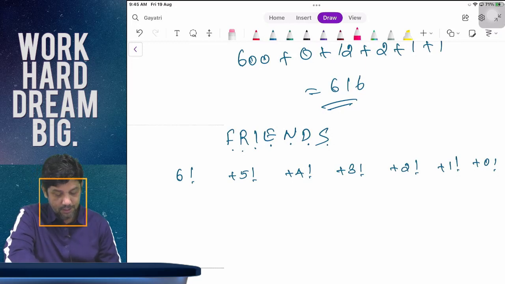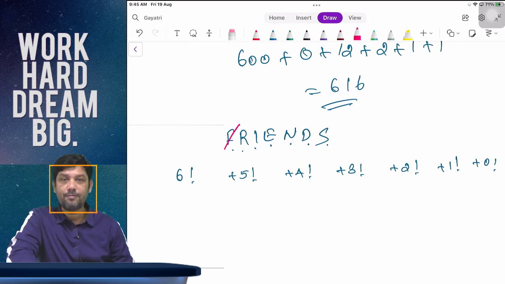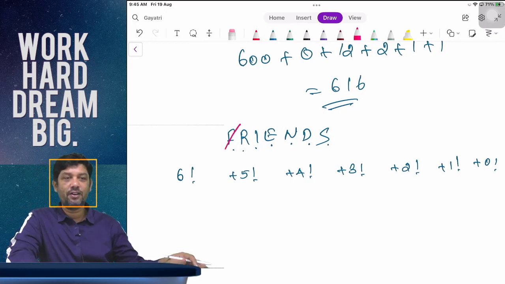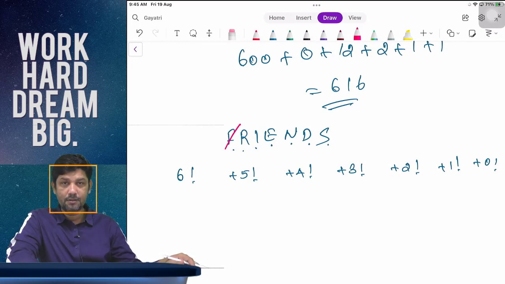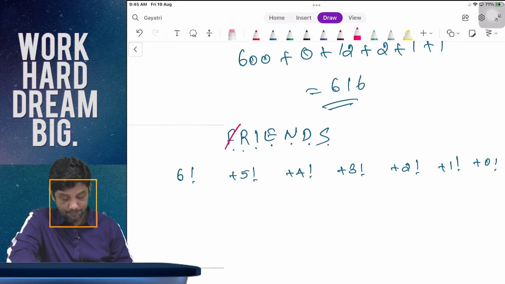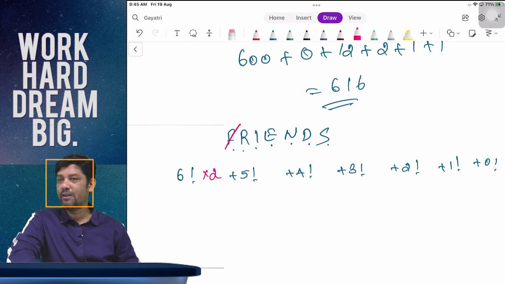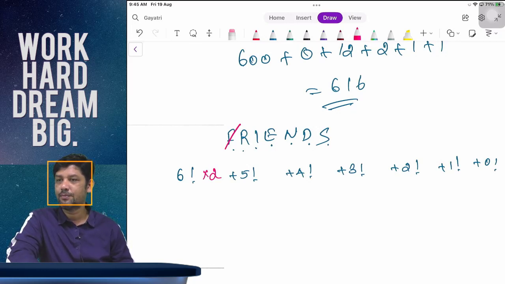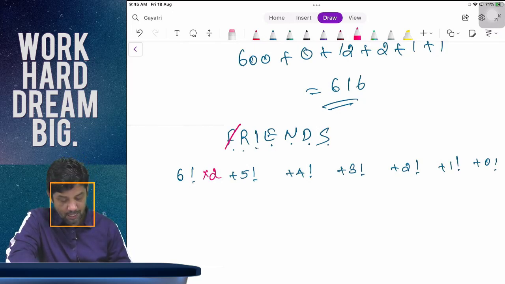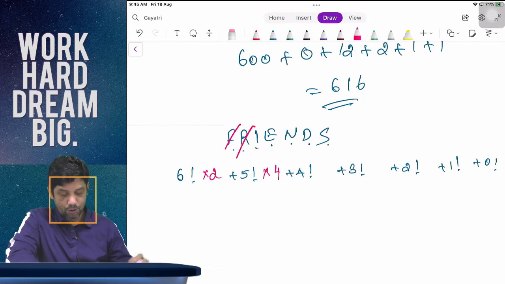Now look at this. F. Right hand side of F, do we have any letter which is less than F? How many letters are there? 2 letters. What are they? D and E. Okay, so into 2. F is gone. Next, R. Right hand side of R, do you have any letter which is less than R? How many letters are there? 4. I, E, N, D. R is gone.